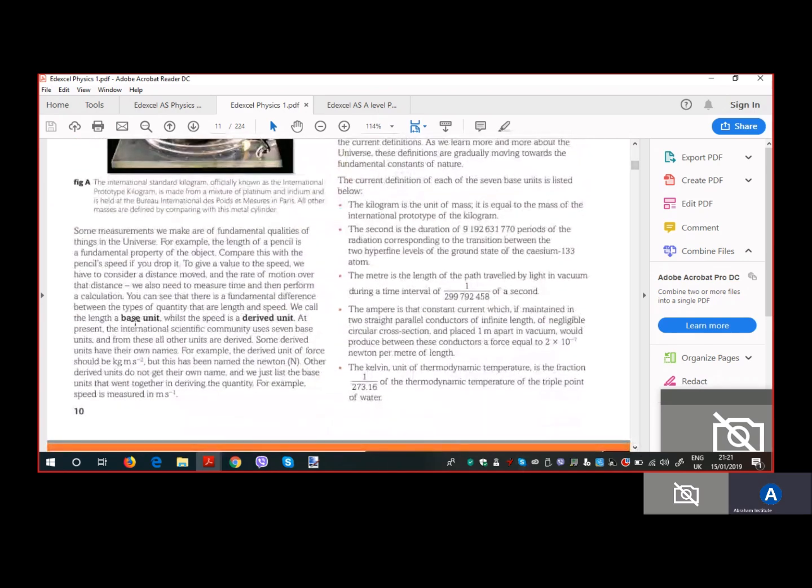So that's what they are mentioning here. Can you see base unit, derived unit? Yes. Joule is a derived unit. It's also an SI unit. It's both a derived unit and an SI unit. Okay, so let's see that.